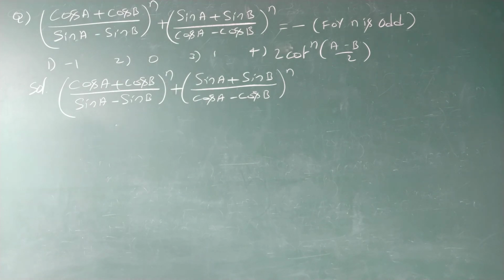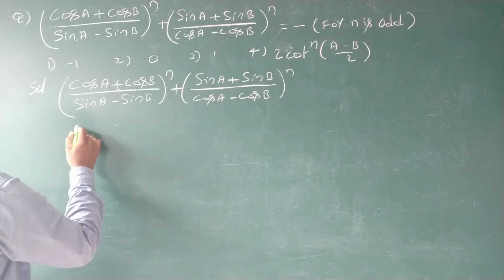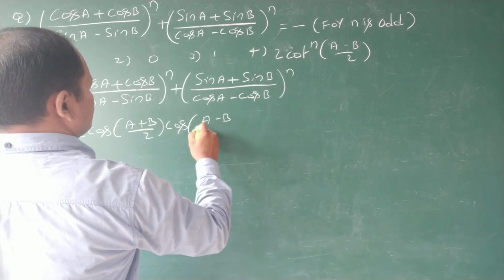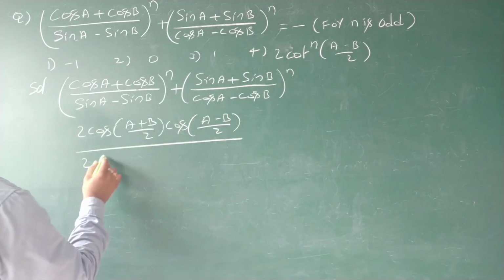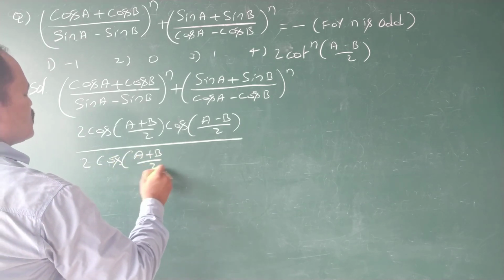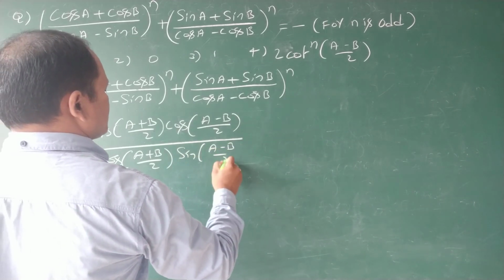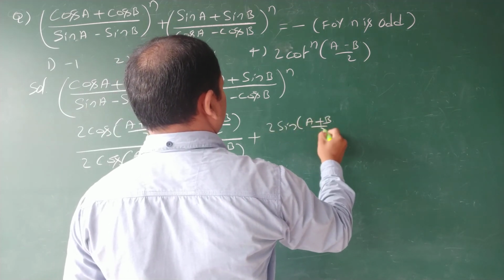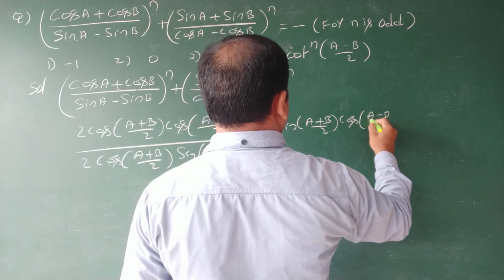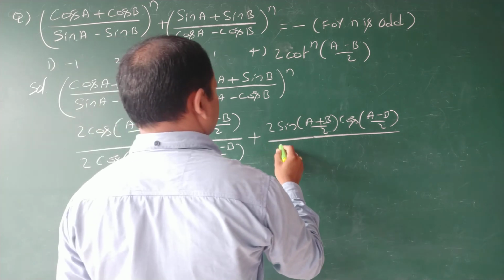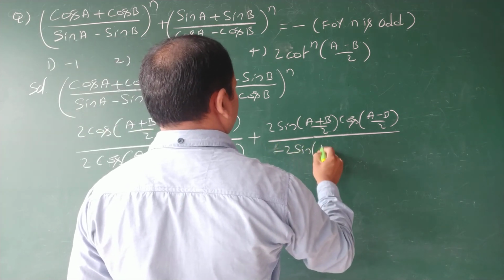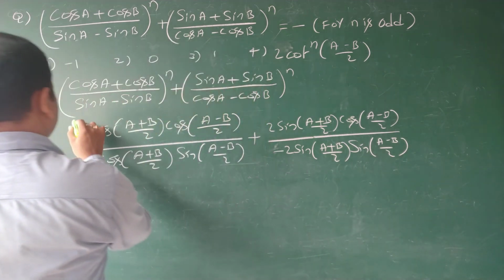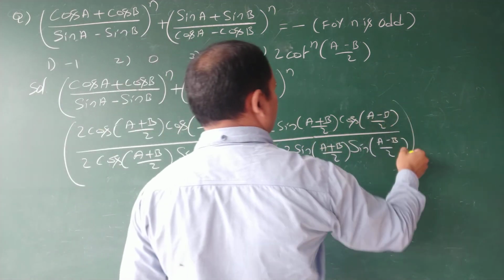Now we have to write the cos C plus cos D formula: 2 cos((a plus b)/2) cos((a minus b)/2), whole by, here it is 2 cos((a plus b)/2) sin((a minus b)/2) plus 2 sin((a plus b)/2) cos((a minus b)/2), whole by minus 2 sin((a plus b)/2) sin((a minus b)/2). It is whole power n, here also power n.